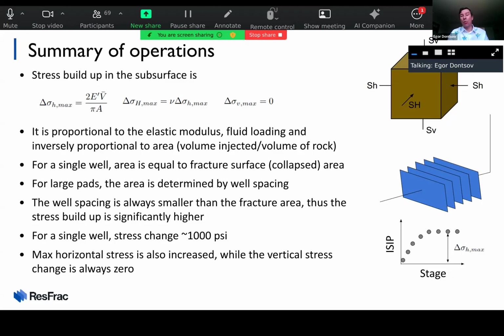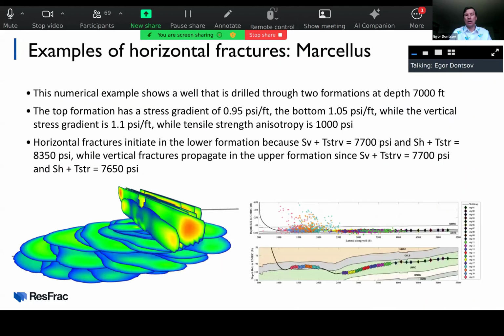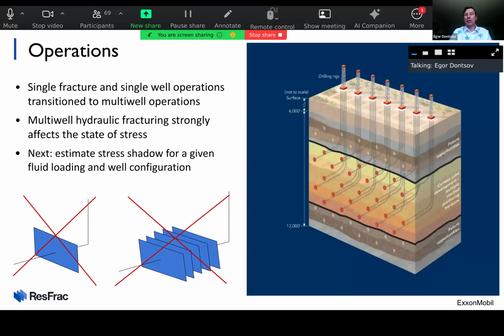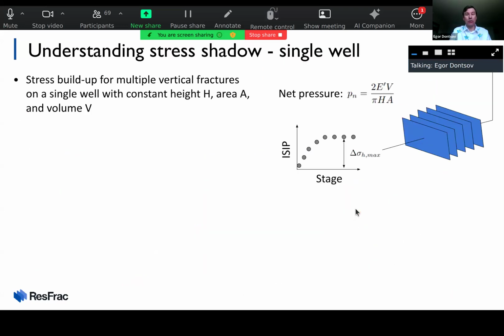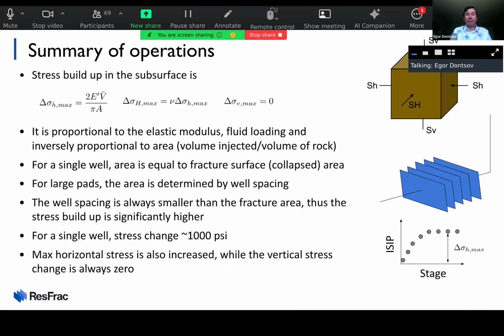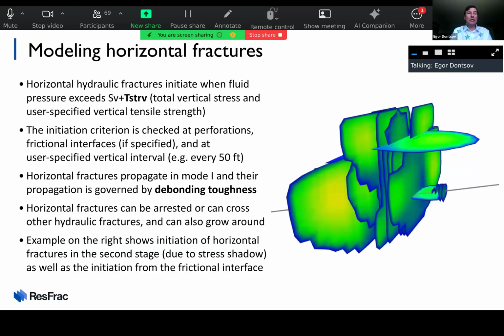And once you start having more wells in a pad, like this situation, things get only worse, because again, it's volume of fluid injected per volume of rock. So the more wells you have, the more fluid you inject, and so the bigger stress increase you'll have in the formation. Again, we can also make some estimates for that. A few words about modeling, and then I'll just wrap up with a couple examples, and we'll be good with questions.